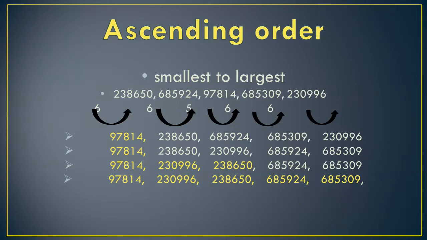So 97814 is the smallest number among all these numbers because it has 5 digits. It is the only number that has 5 digits. So 97814 is the smallest number and it will come in the beginning because we are supposed to arrange from smallest to largest. So the smallest number comes in the beginning. So what is the next step?